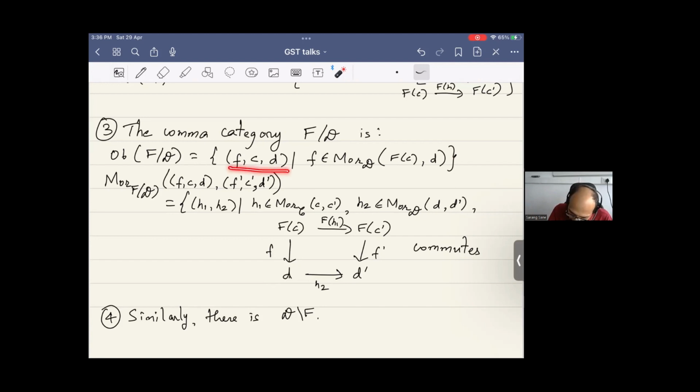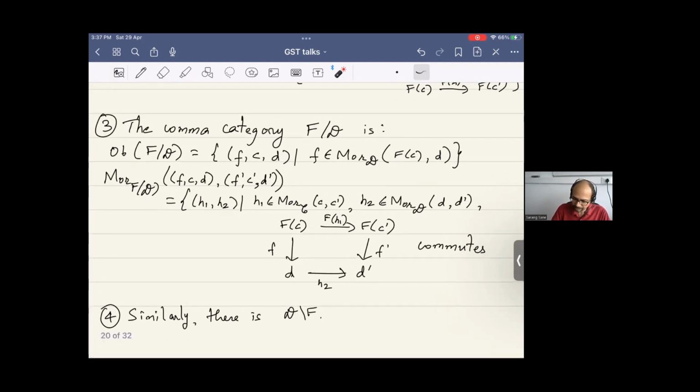So this is triples, F comma C comma D, and now F is a morphism from capital F of C to D. So it starts from something coming from C, and it terminates in D. Okay, and what are the morphisms? Again, they are pairs H1 comma H2, where H1 is in C, H2 is in D, and the obvious diagram commutes. Okay, there are things like this.